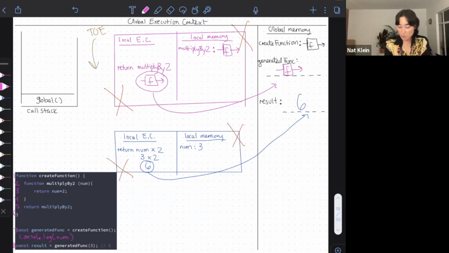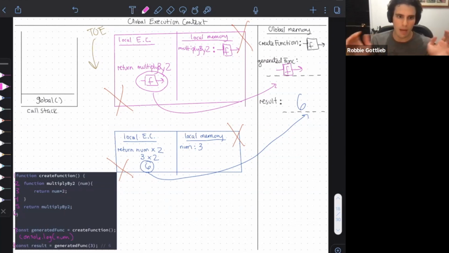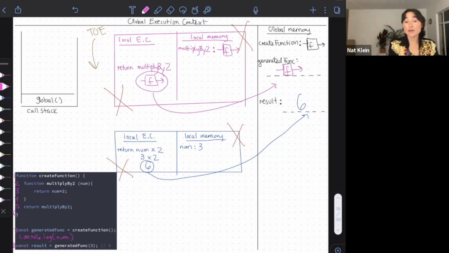Good question. So it would be available to us if it was declared in global memory. So in this case, do we see num in global memory? No. Because the function definition got returned, that argument doesn't exist still. Any arguments that are out there are not accessible in the global execution context. Exactly. In the global execution context, they are not available.